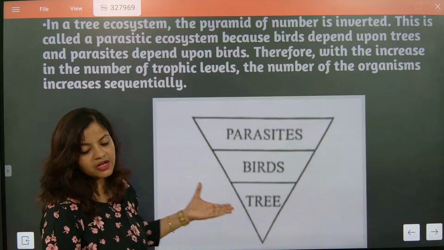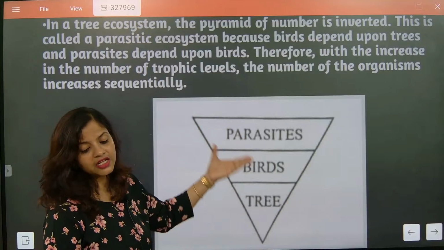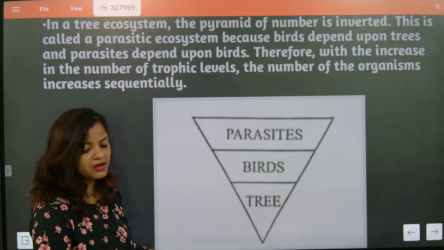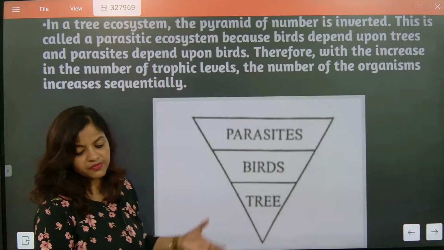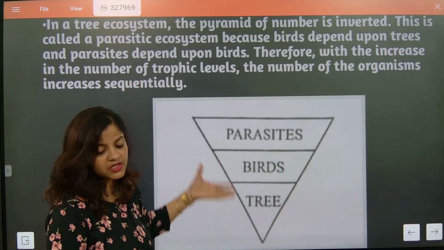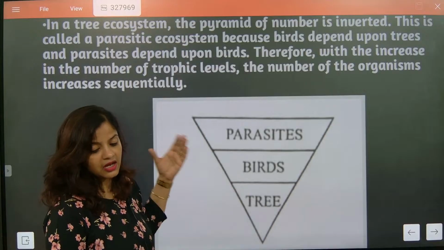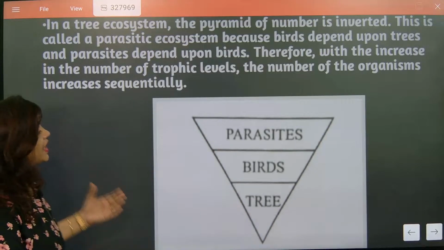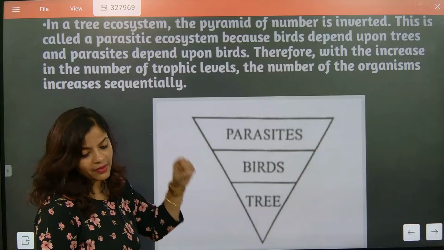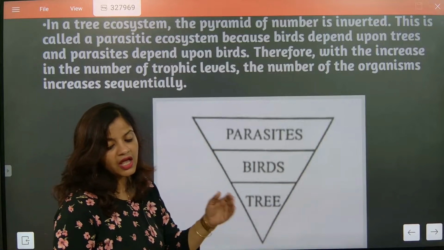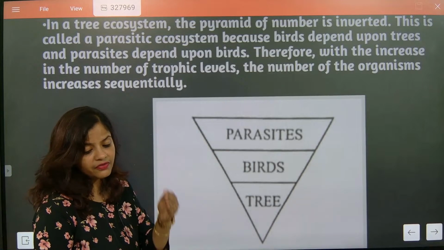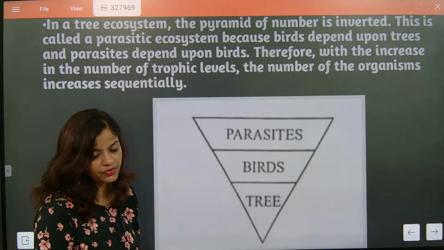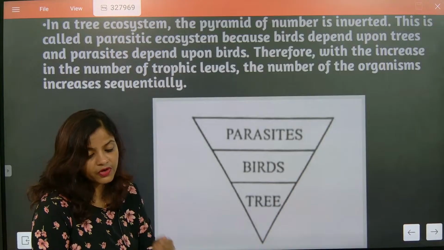So it will increase the number of trophic levels. Can you see that? The number of organisms increases consequently. So parasite number will be higher compared to that of birds and trees, because they are microscopic organisms, and they have the capability to live in the host body and utilize the content from the host body. And the host will be deprived of the important nutrition. That's the most important work of a parasite.